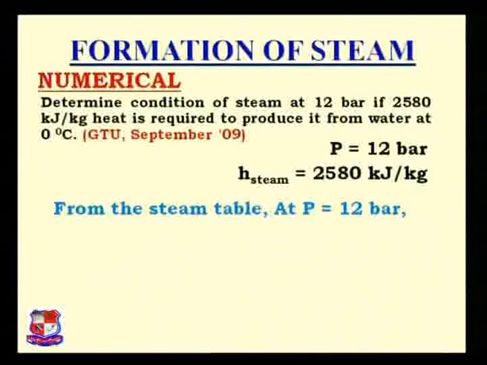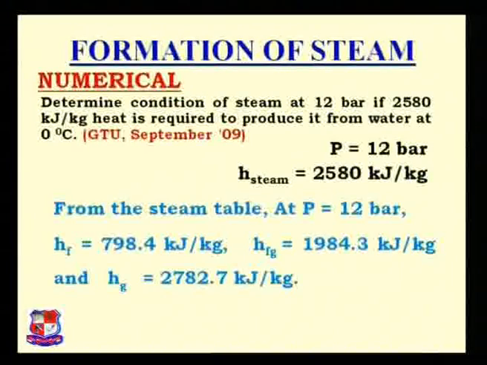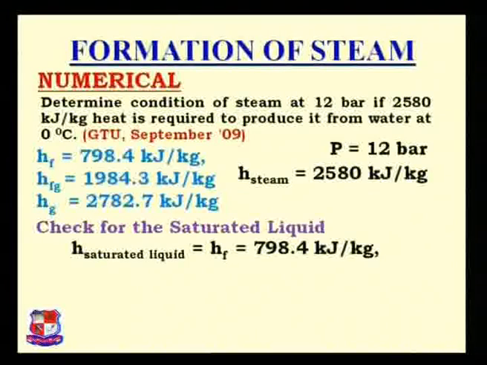Now from the steam table, at 12 bar pressure, Hf is equal to 798.4 kilojoule per kg, Hfg is equal to 1984.3 kilojoule per kg, and Hg is equal to 2782.7 kilojoule per kg. Right? It means, let us take the first test. Check whether the given condition is saturated liquid or not.